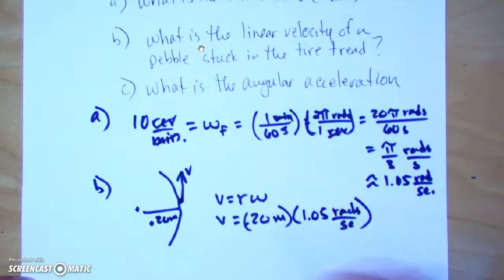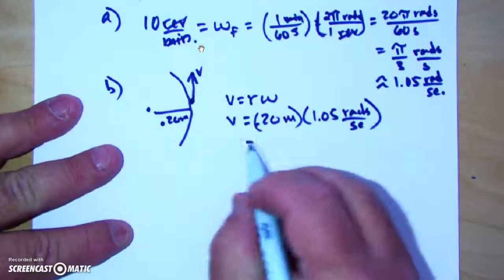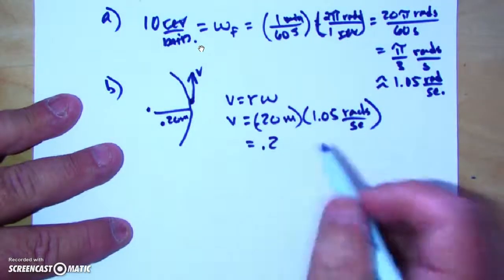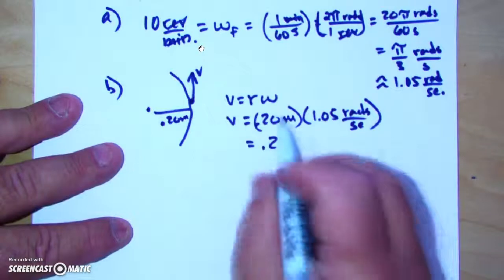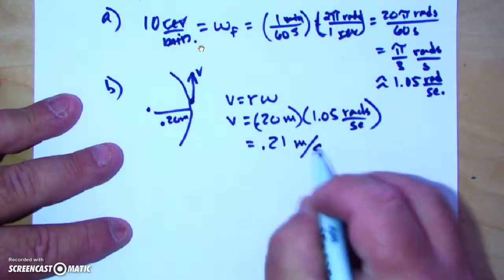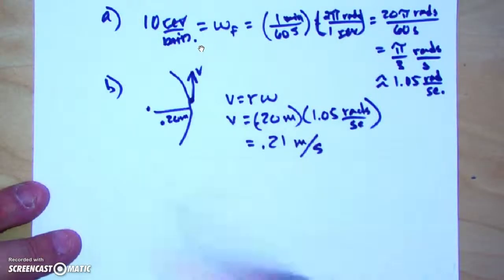And I can just multiply that out. 0.2 times 1.05 is going to be approximately 0.2. Since I'm multiplying by 1, it's not going to change a whole bunch, a little bit. 0.21 meters per second. So kind of nice to do that.